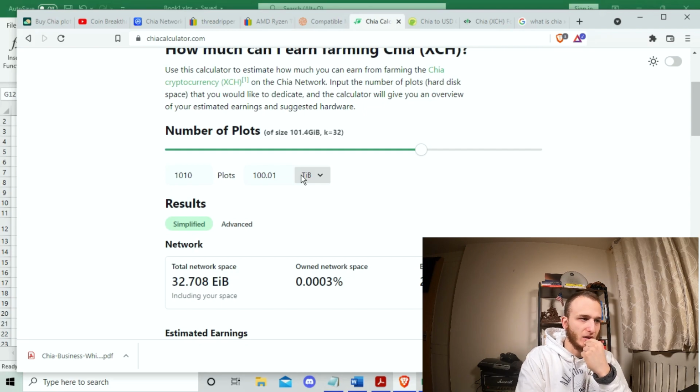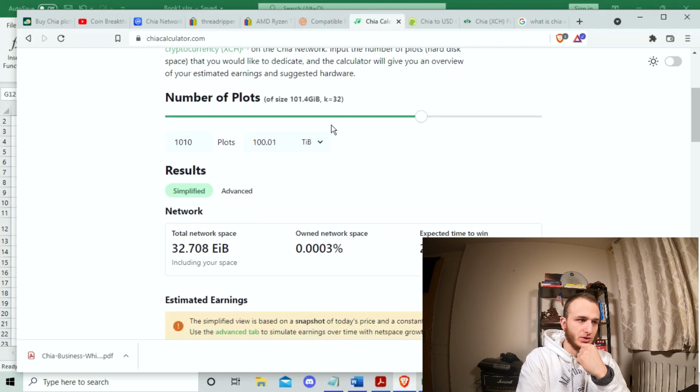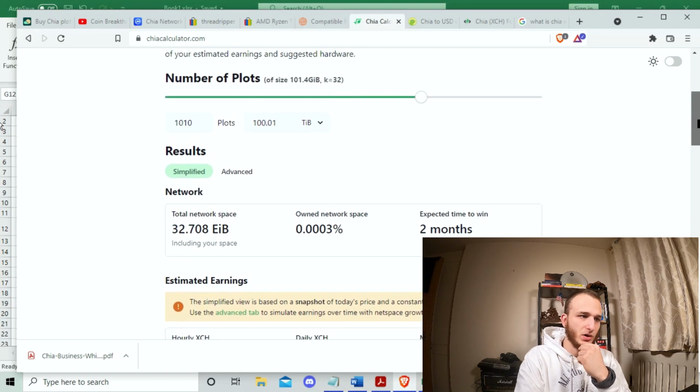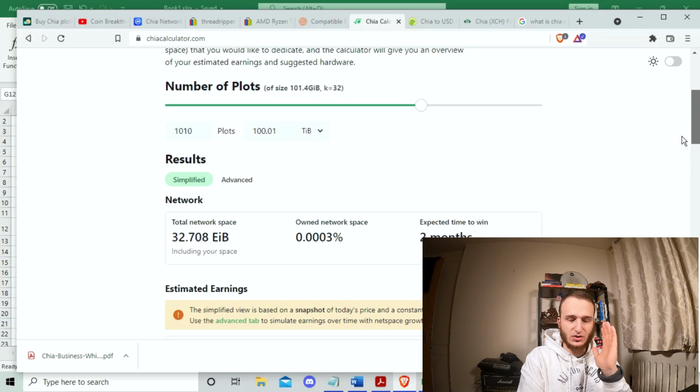And so, yeah, if you look at the network space, it's just huge. So the fact that you only have 0.0003% of the network space means it takes you 2 months to get a chunk of Chia. It's not a lot, you're not going to get a huge amount. However, if you mine in a pool, that will increase your earnings, obviously, and it'll guarantee you a piece of the pie.